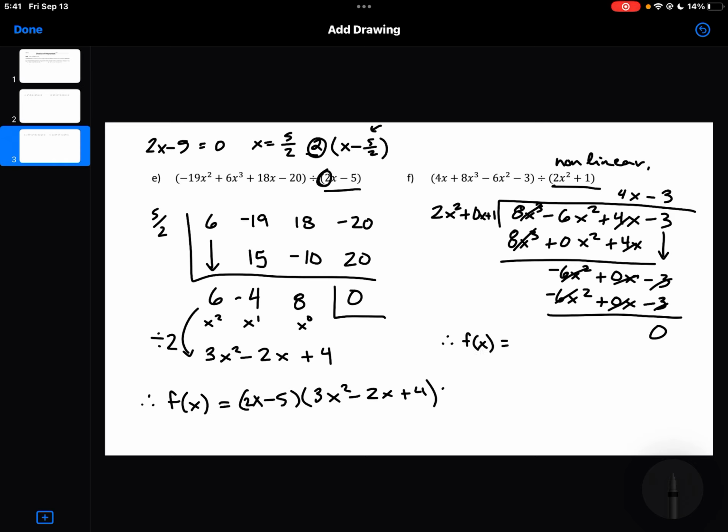So to complete my answer, I'm going to write my division statement, and we've got 2x squared plus 1 times 4x minus 3. And then that is it. Those are some examples of synthetic division, when it works and when it doesn't.